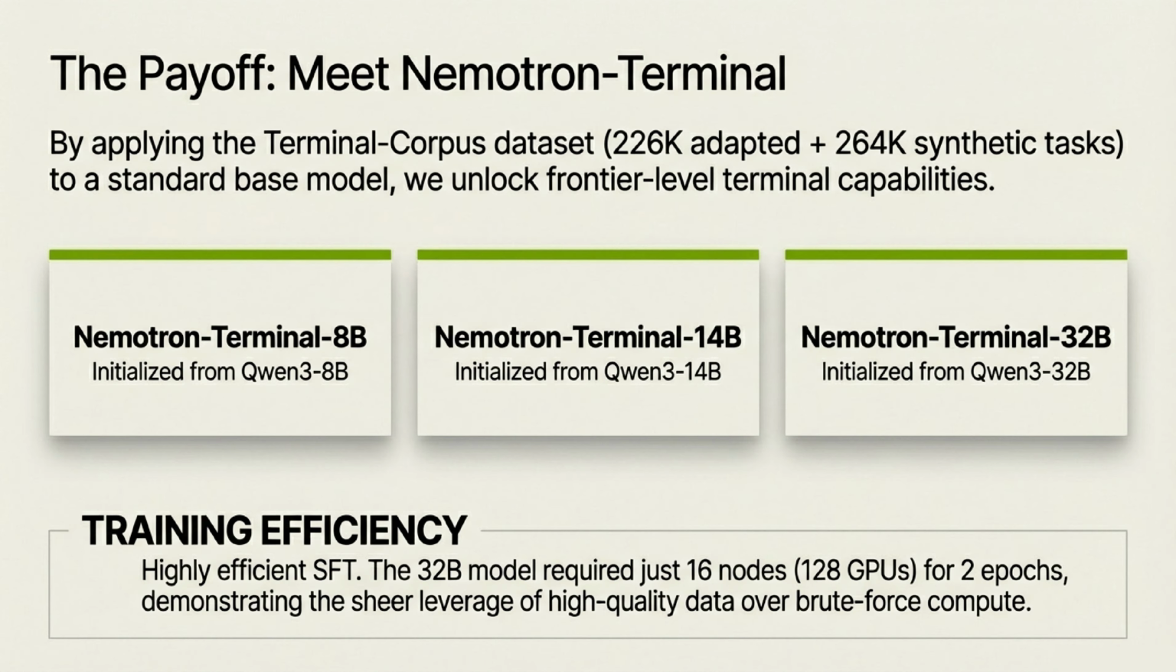All of this engineering leads us to the payoff, Nemotron-Terminal. By applying our new terminal corpus dataset of nearly 500,000 tasks to standard Qwen 3 base models, we unlocked frontier-level capabilities. We created 8B, 14B, and 32B variants. And the training was remarkably efficient. The 32B model required just 16 nodes for 2 epochs, demonstrating the sheer leverage of high-quality data over brute force compute.